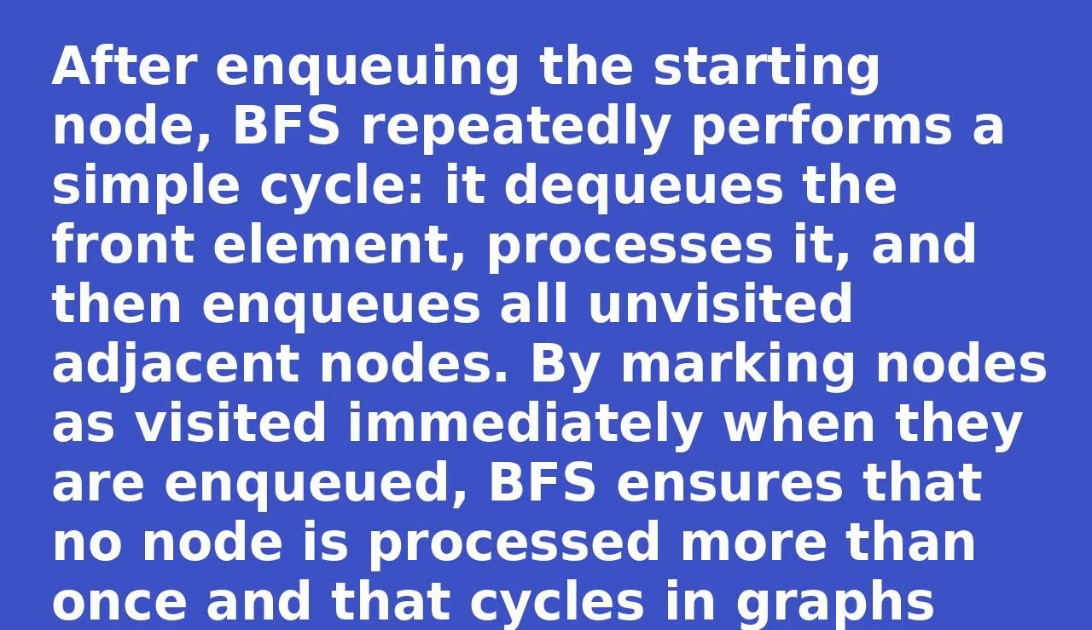It dequeues the front element, processes it, and then enqueues all unvisited adjacent nodes. By marking nodes as visited immediately when they are enqueued, BFS ensures that no node is processed more than once and that cycles in graphs do not cause infinite loops.